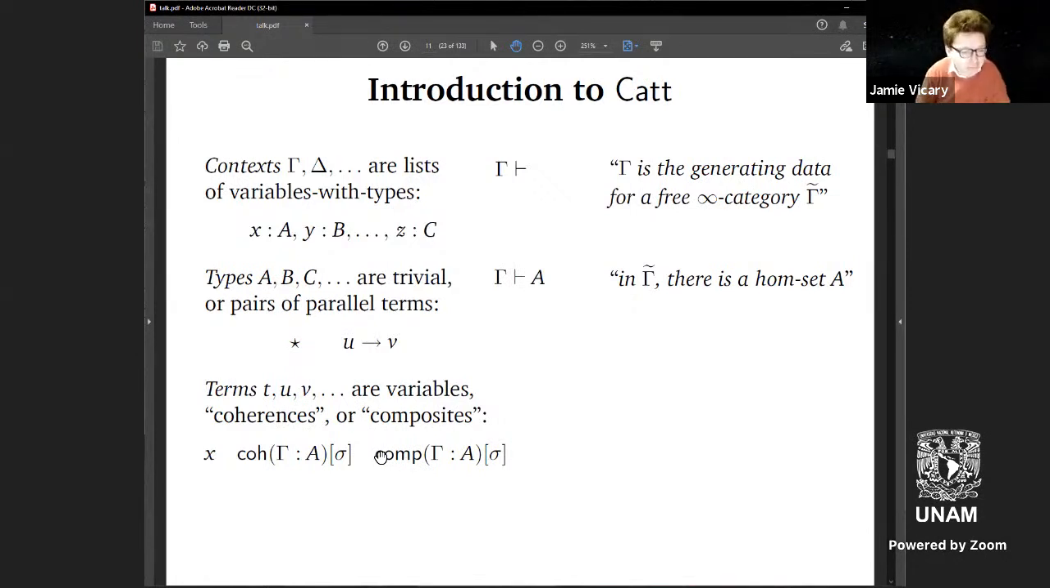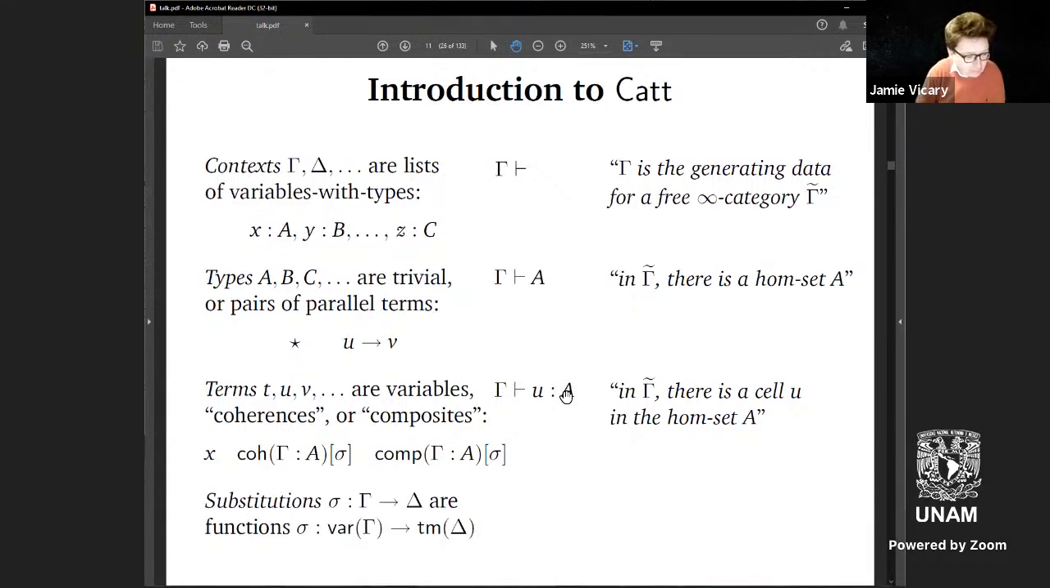So like binary composition, something like that. And these guys we can interpret as morphisms. And if one of these guys is well formed, that is, we've used this type theory correctly to build it, then we say gamma turnstile U colon A. We interpret that as saying in the free infinity category generated by gamma, there's a cell U, a morphism U in the Hom set A. So that's all we've got. We've got infinity categories, morphisms, and those morphisms are in Hom sets. And we're using this type theory notation. It fits really beautifully.